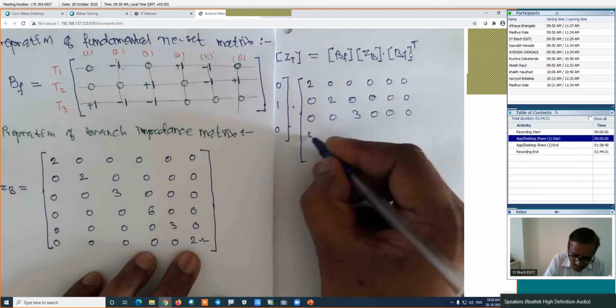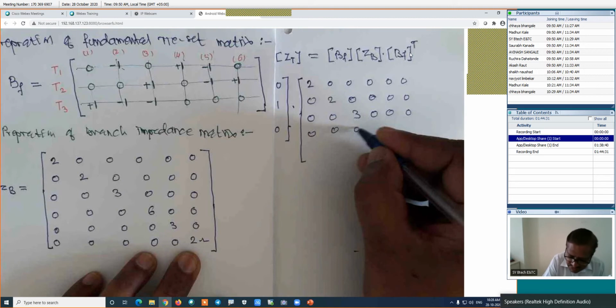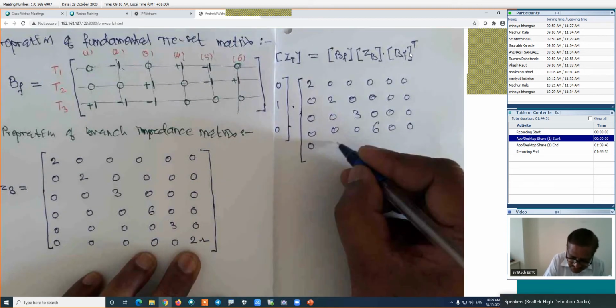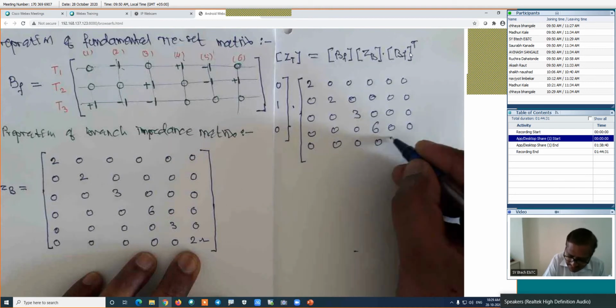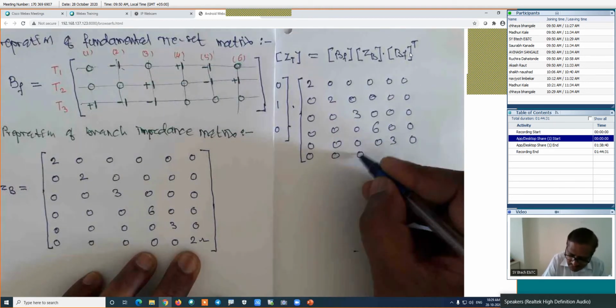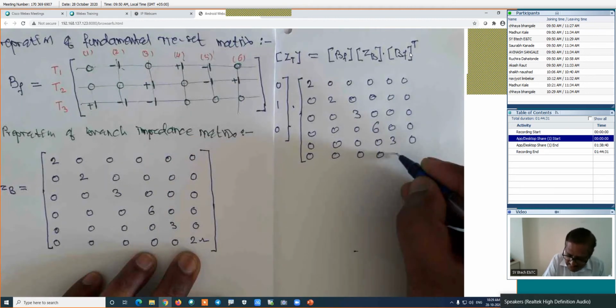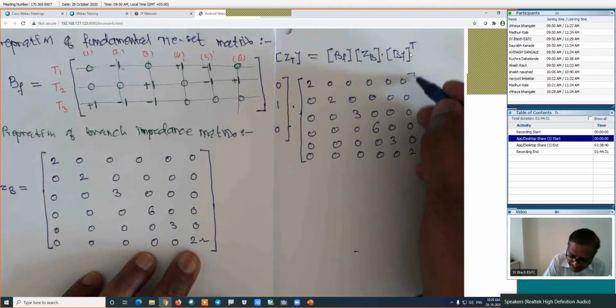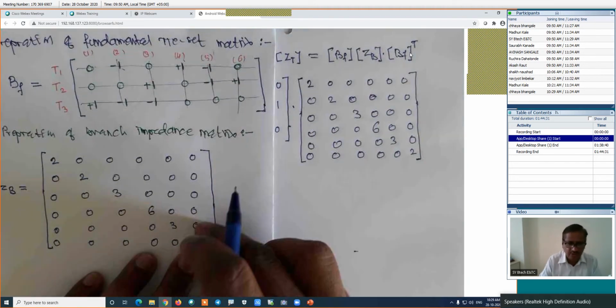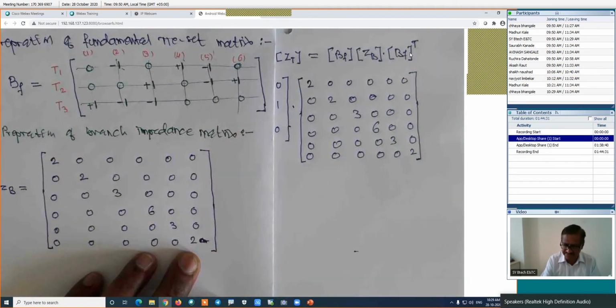Then 0, 0, 0, this is 6, then 0, then 0. Then it is 0, 0, 0, this is 0, this is 3 and 0. And finally, this is 0, this is 0, this is 0, this is 0, this is 0, and this is 2. This is the preparation of the ZB. I have just copied the ZB here. Is it right? Nothing else.